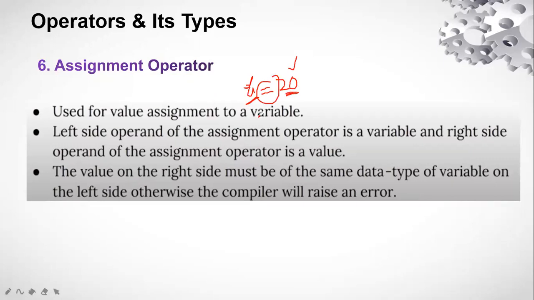If we do not use the right data type value in the variable, then the compiler is going to give us an error. For example, there is an integer a, and in a I'm assigning a character value, so that will give me an error, right? So same data type variables should get the same type of value.